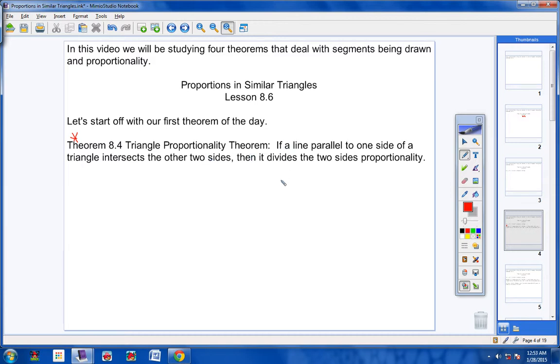If a line parallel to one side of a triangle intersects the other 2 sides, then it divides the 2 sides proportionally. Okay, and this should be proportionally. Make that an L and then a Y. Sorry about that, students. And there we go. If a line parallel to one side of the triangle intersects the other 2 sides, then it divides the 2 sides proportionally.